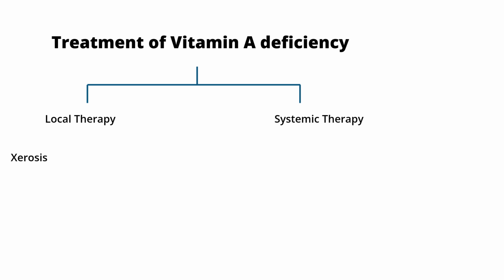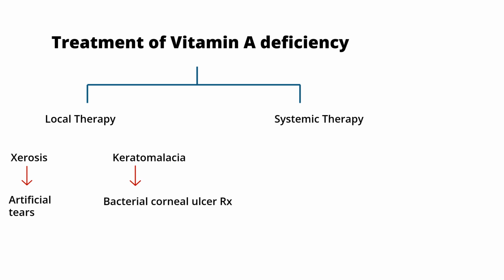When you see xerosis, whether it's a conjunctival xerosis or a corneal xerosis, you have to give them artificial tears. When you see keratomalacia, such as corneal ulcer, you have to treat it like a corneal ulcer. Like any bacterial corneal ulcer, you will treat with antibiotics because there's an epithelial defect. You will treat with cycloplegics, and if it is a very large ulcer, with impending perforation or already perforated, you will go ahead and do a surgical keratoplasty. When you find findings of vitamin A deficiency, just local therapy is not enough.